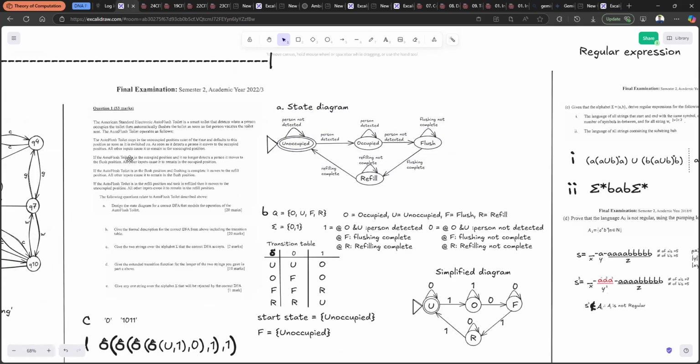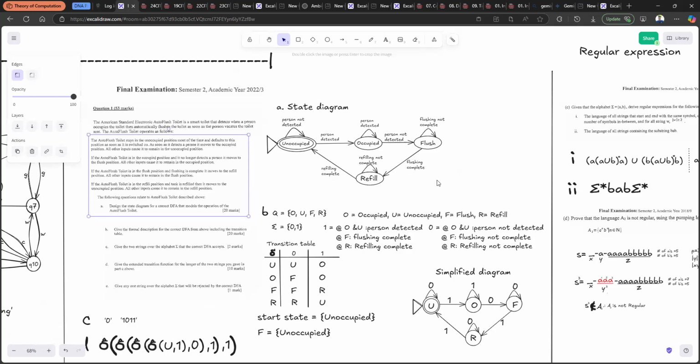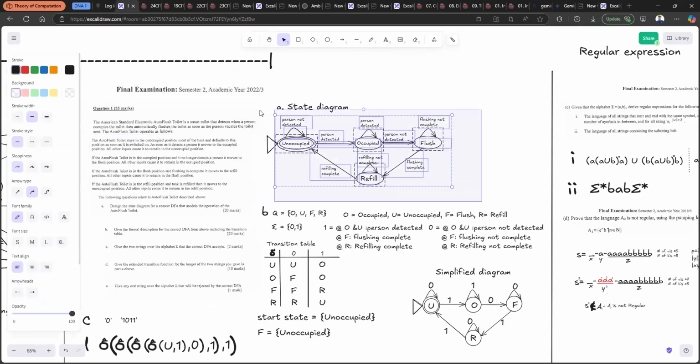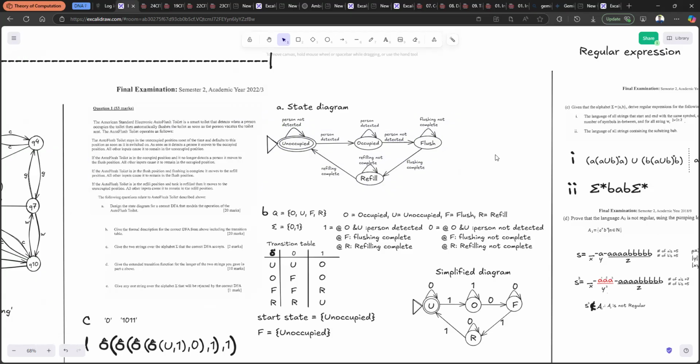Based upon this, they said that it starts in the unoccupied position, and if it detects a person, it moves to the occupied position. Once a person is no longer detected, it moves to the flush position. Once flushing is complete, it moves to the refill position. And then once refill is complete, it moves back to the unoccupied position. That's what this text here says. And that's the transition function that I needed to draw the state diagram.